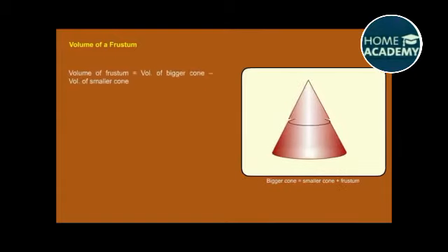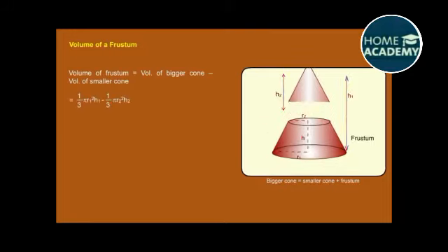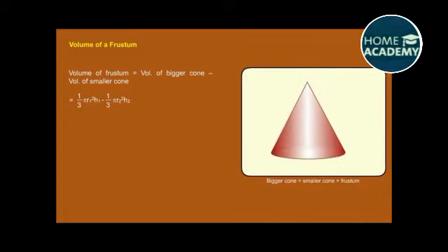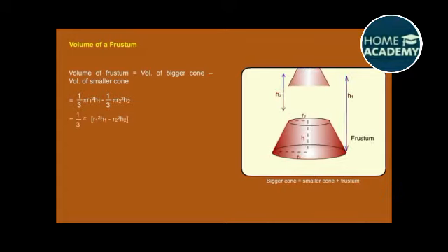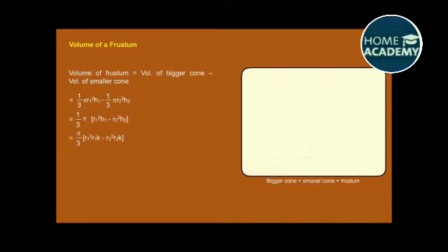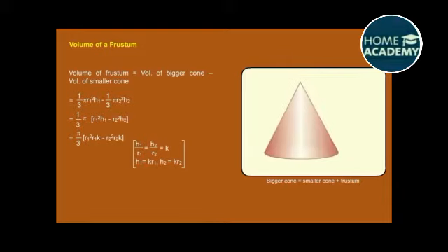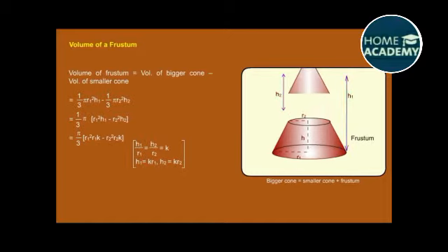Volume of frustum is equal to volume of bigger cone minus volume of smaller cone, is equal to 1/3 π r1² h1 minus 1/3 π r2² h2, is equal to π/3 (r1² h1 − r2² h2), is equal to π/3 (r1² r1k − r2² r2k), where h1/r1 is equal to h2/r2 is equal to k.